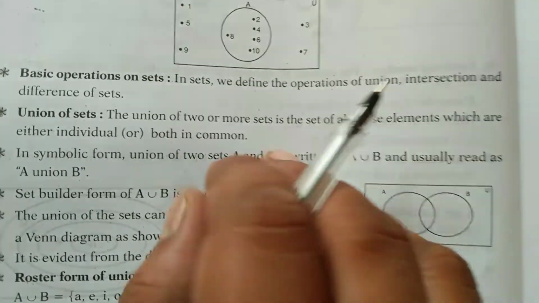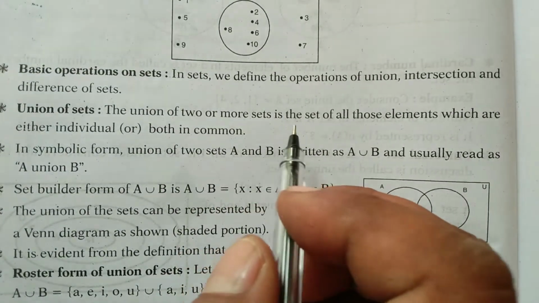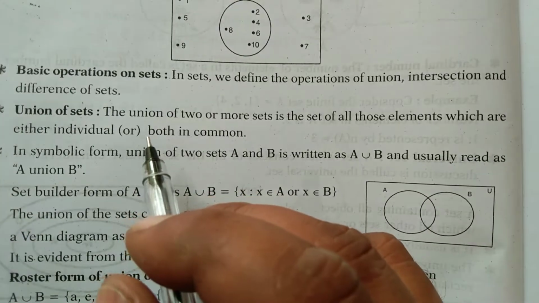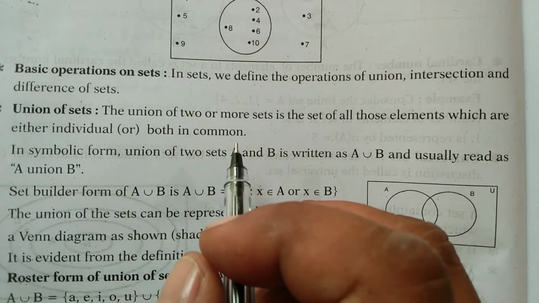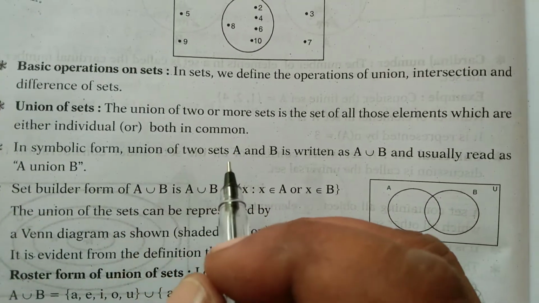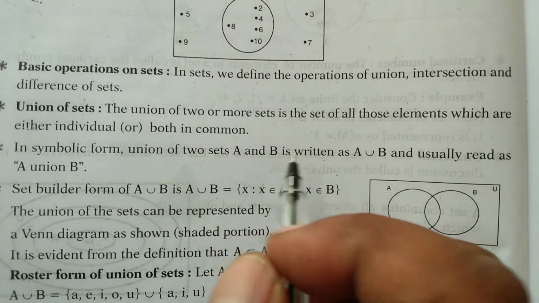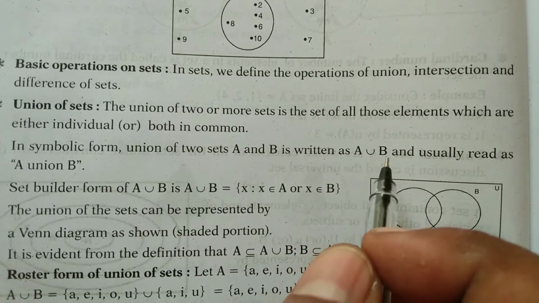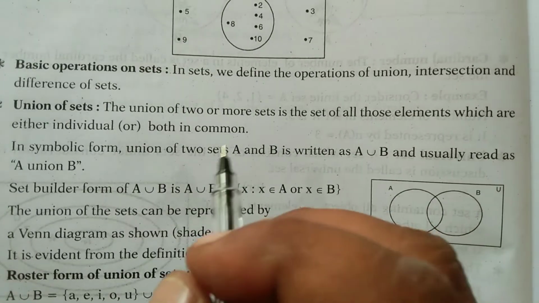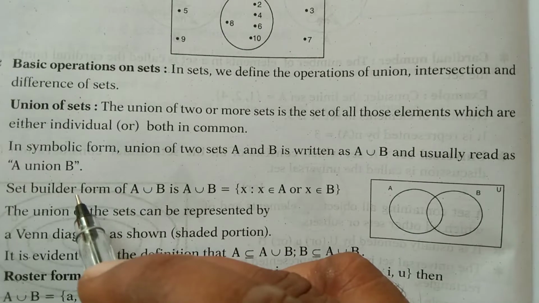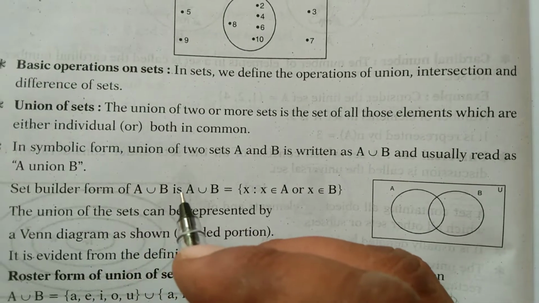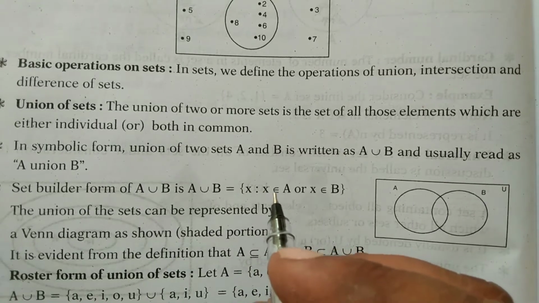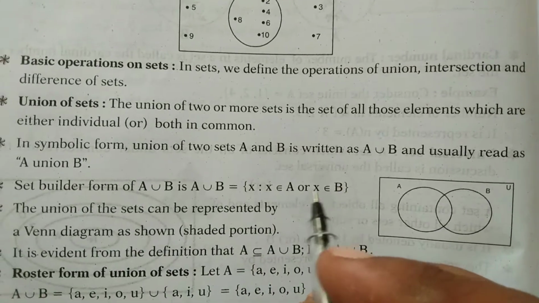Coming to union of sets, the union of two or more sets is the set of all those elements which are either individual or both in common. In symbolic form, union of two sets A and B is written as A cup B and usually read as A union B. Set builder form of A union B is A union B equals {x such that x belongs to A or x belongs to B}.